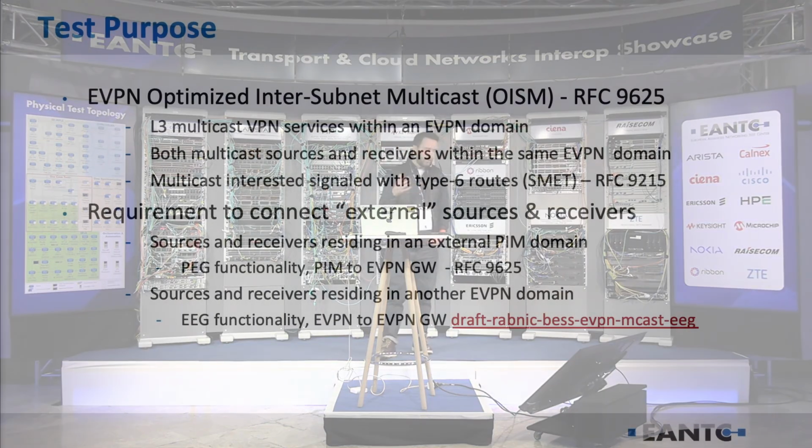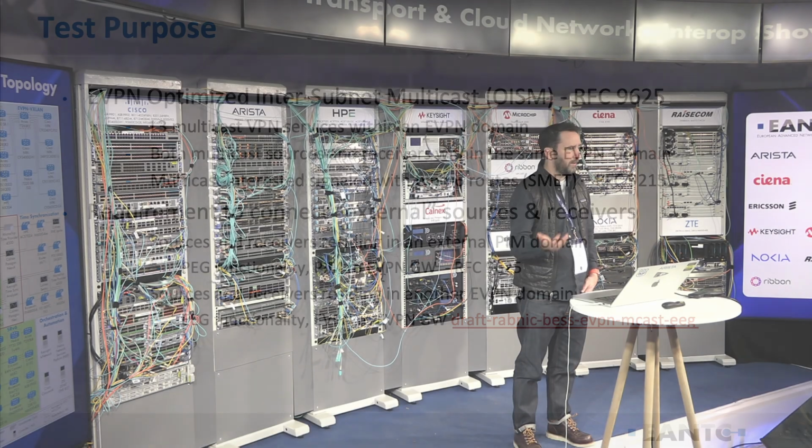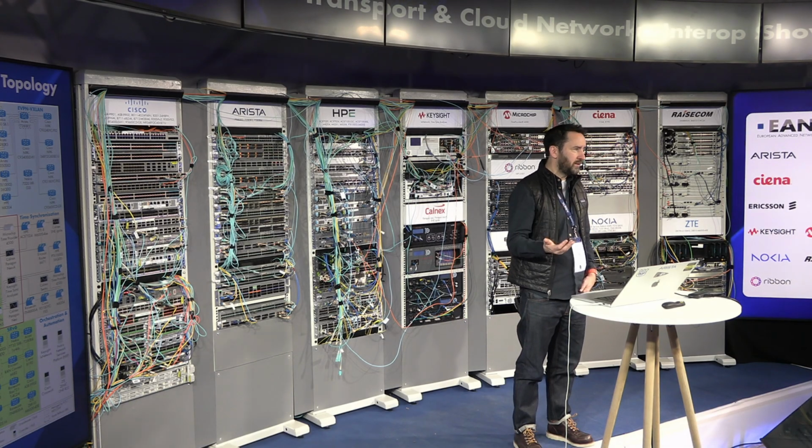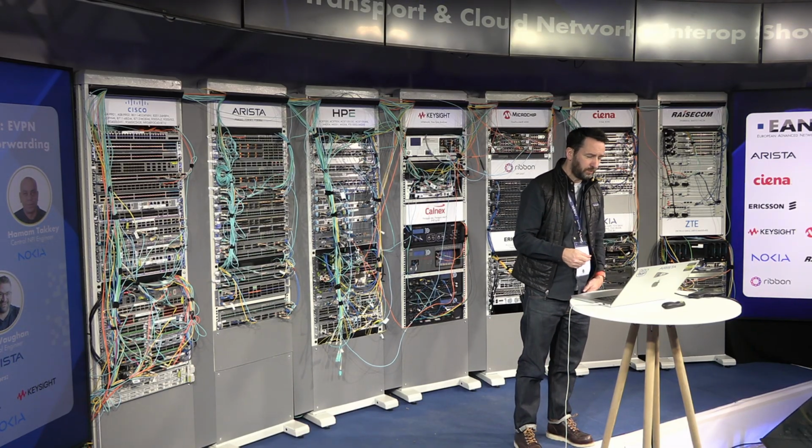So as I say, the idea here is we're going to use EVPN OISM, which is based on RFC 9625. And what that's going to allow us to do is use EVPN as a control plane, but also be able to signal multicast sources and multicast receivers, right? And the way we do that is we're going to be advertising type 6 routes, or what's termed as SMET routes, which is all defined within the RFC.